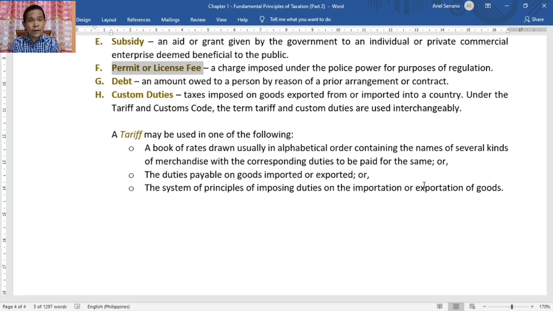Okay? So, I hope you learned something from me today. Hanggang dito muna yung pag-uusapan natin on the second part ng Fundamental Principles of Taxation. So, I will see you around the next meeting para i-discuss yung the rest or the remaining topics under Chapter 1 or Fundamental Principles of Taxation.